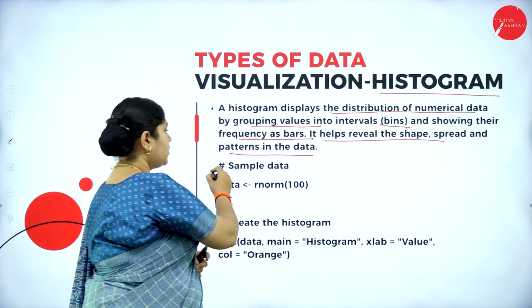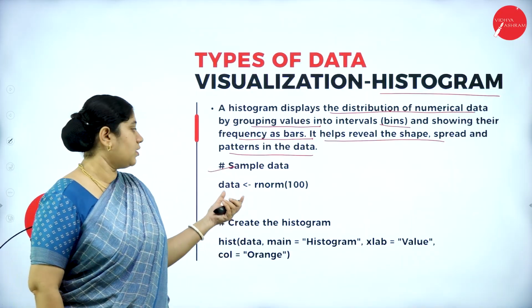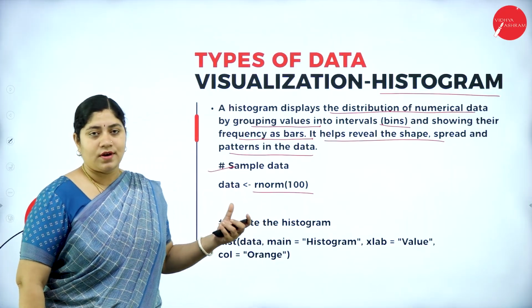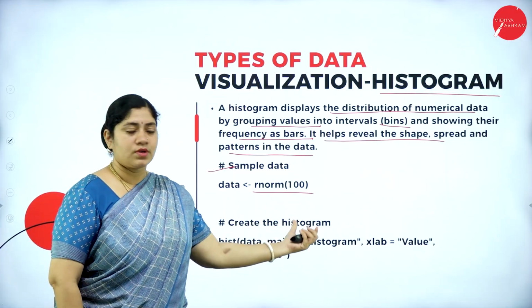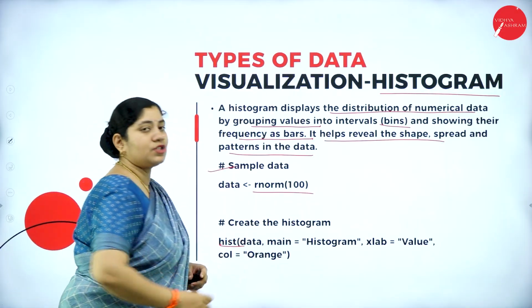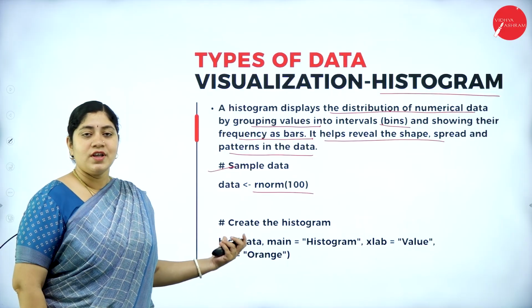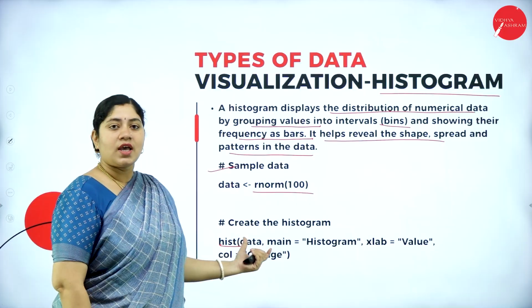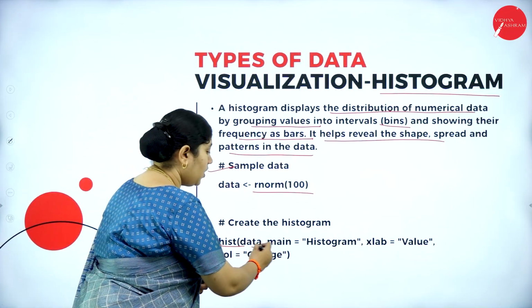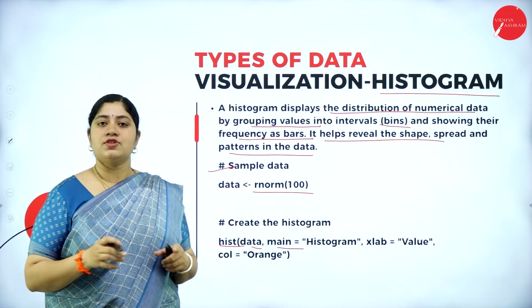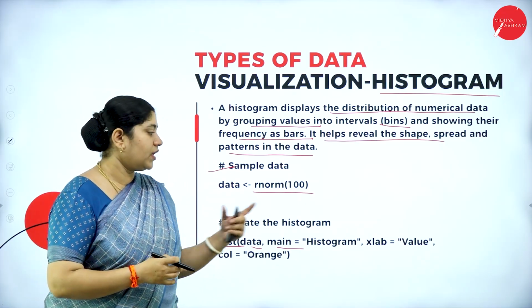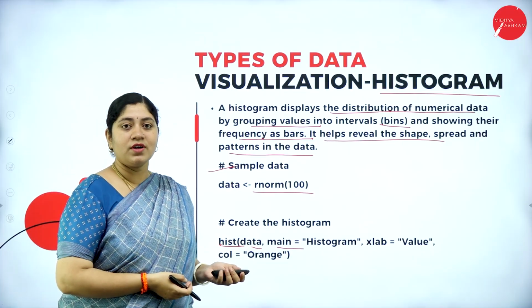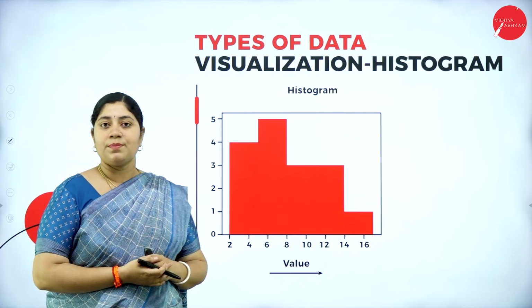All right, now let's see a simple example where I'm defining data that's rnorm of 100. Then I'm creating a histogram. So hist is the keyword that helps in representing our histogram chart. Inside that we have to represent the data and the main heading that has to be defined along with our graph, followed by the x label and y label. All right.